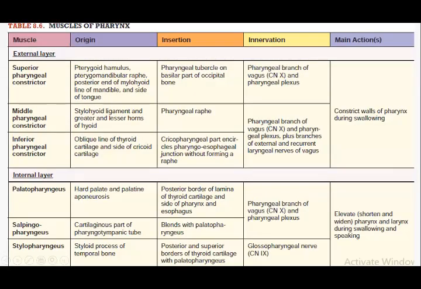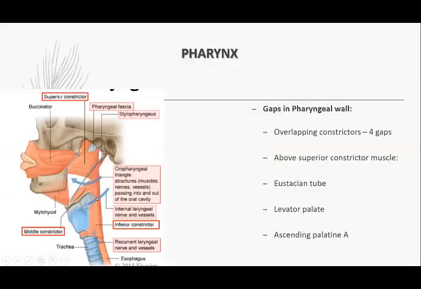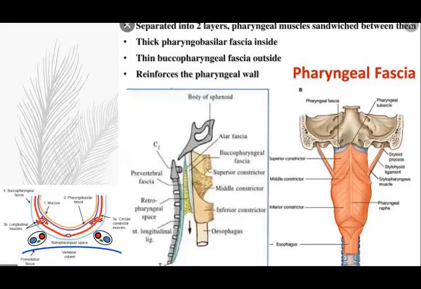I told you to learn their attachments. The last thing is the pharyngeal fascia, there are two fasciae: innermost pharyngobasilar fascia, outermost buccopharyngeal fascia. Between the two fasciae is the layer of circular muscle. Inside out you have the layer of mucous membrane, then the pharyngobasilar fascia, then come the two layers of muscles, the longitudinal muscle and the circular muscle, and then the buccopharyngeal fascia. Okay, that is enough for today.